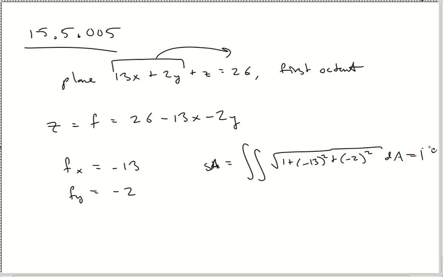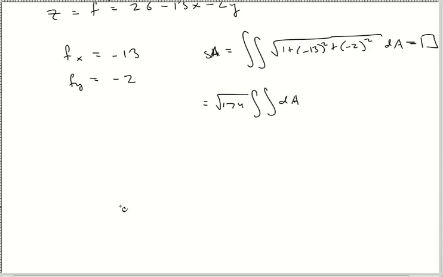So this is what I'm really going to find in the end. Obviously, this turns into just a scalar, a number, which is not too bad. I think it's the square root of 174. So square root of 174 in the front, double integral dA. We're looking for the area that is the shadow on the xy plane, and then you multiply it by the square root of 174, and you're done.